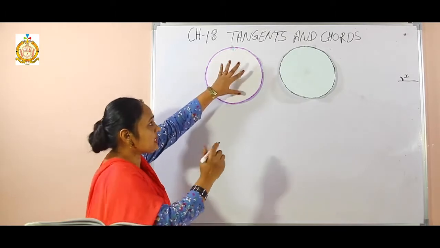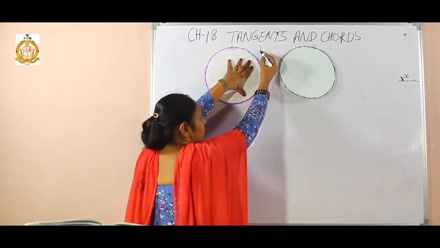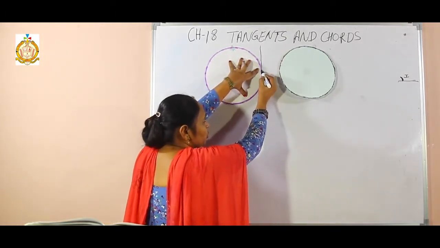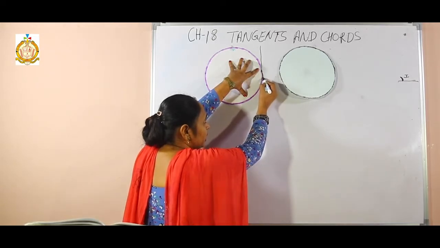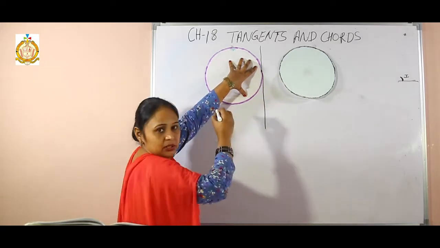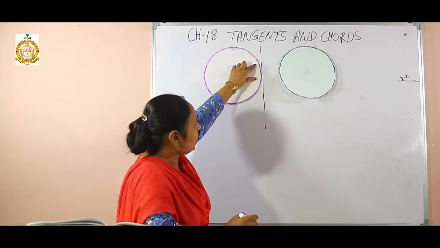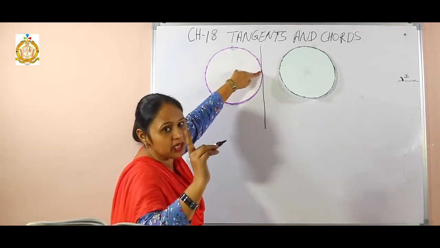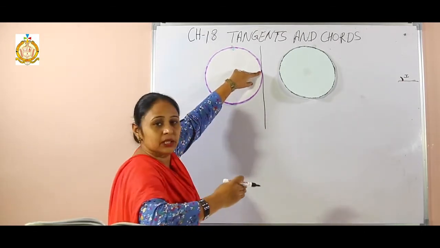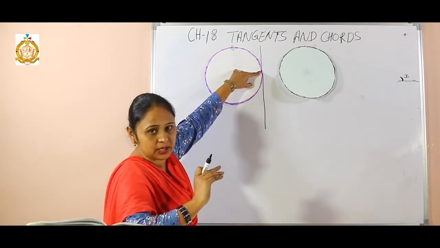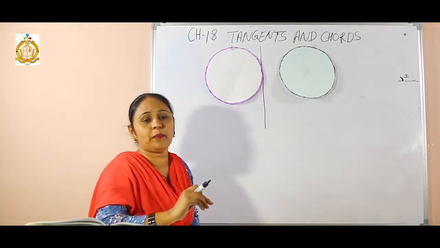Now this is my circle, a line comes from outside and just touches it at one point and again goes forward. That means a line that touches a circle at a single point and goes away is called the tangent of the circle. Now there are two properties.